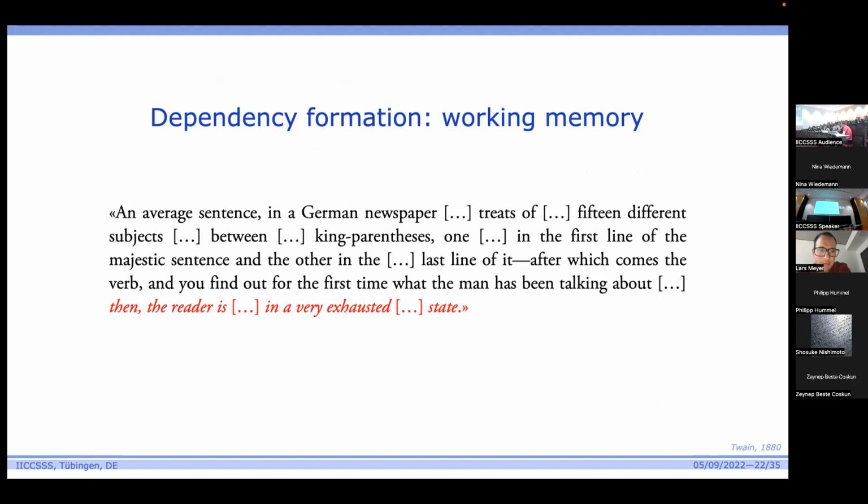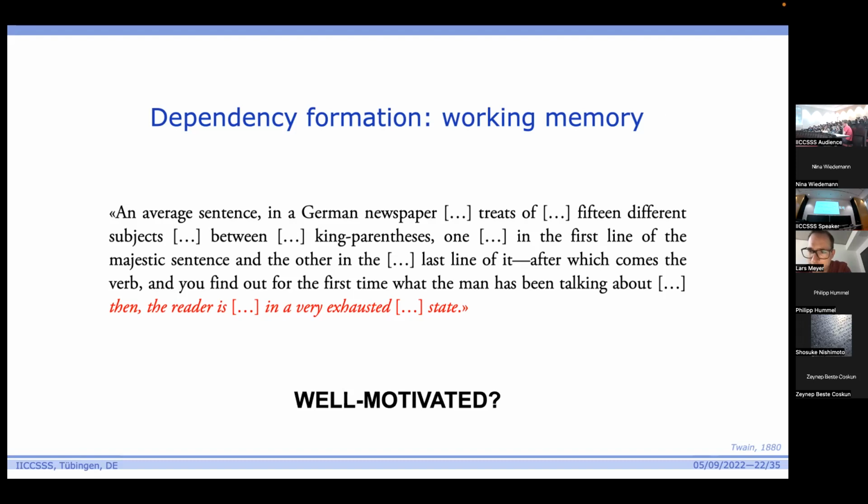So an average sentence in a German newspaper treats of 15 different subjects between king parentheses, one in the first line of the majestic sentence and the other one in the last line of it, after which comes the verb. And you find out for the first time what the man has been talking about. Then the reader is in a very exhausted state. So dependency processing is taxing. That's all that Mark Twain wants to say in these 5 lines. And German is a bad language because we have these long dependencies. Okay? Memory intensive.